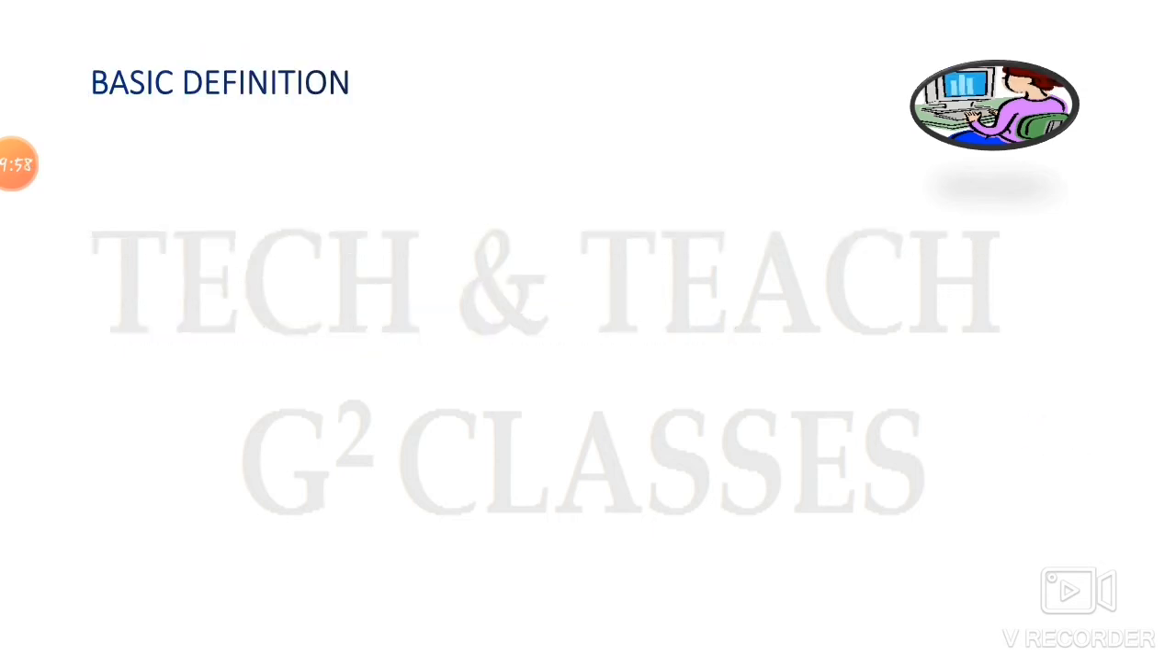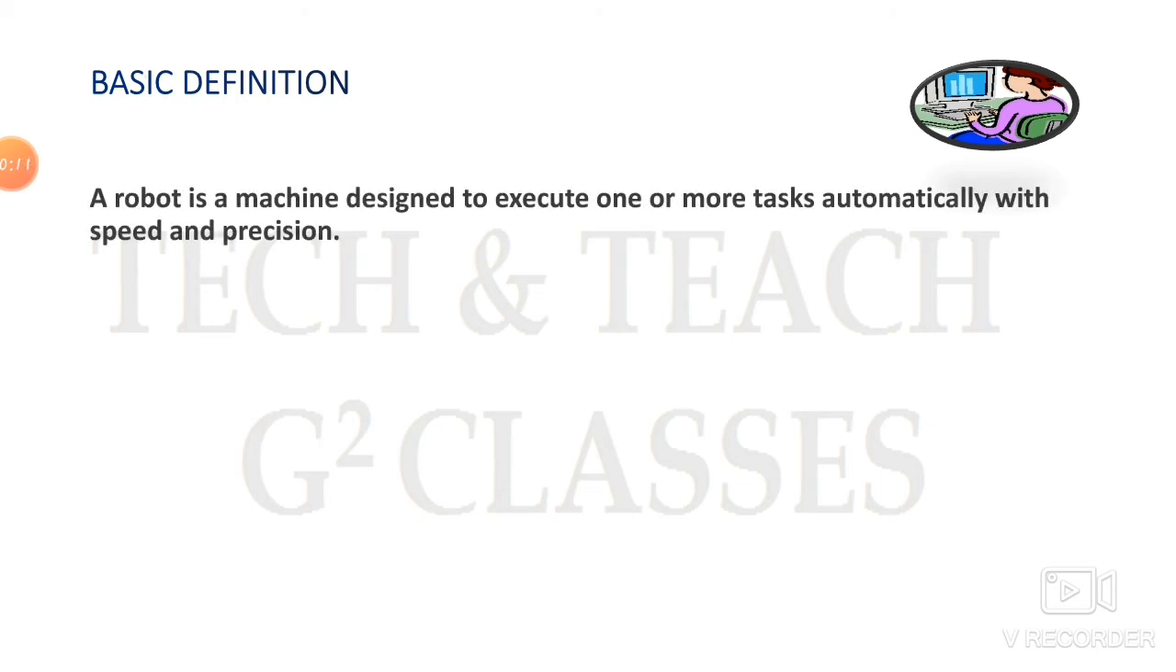And next point, definition, basic definition. We will go for basic definition. A robot is a machine designed to execute one or more tasks automatically with speed and precision. In a simple manner, I am going to tell you. Listen here. It is a machine. It will operate without the intervention of human beings. That is one point.